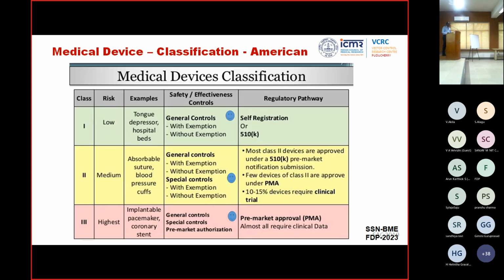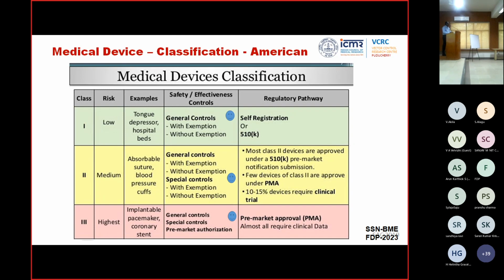Next slide, please. The last one basically has no risk or very minimal risk for patients, so you don't require any approvals. The devices only have to go through certain general principles, which is similar to any other consumer goods.